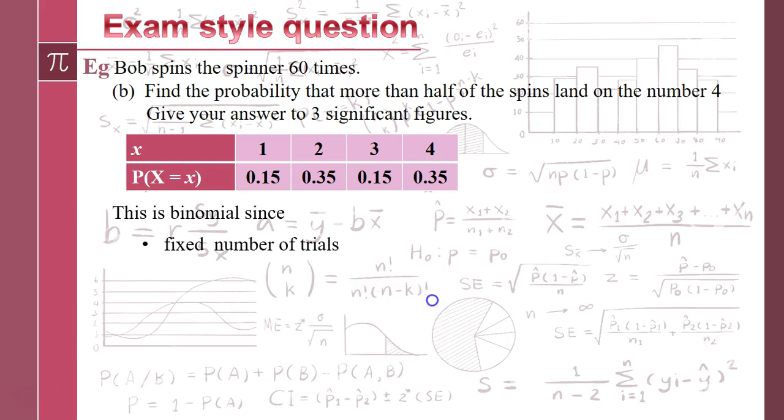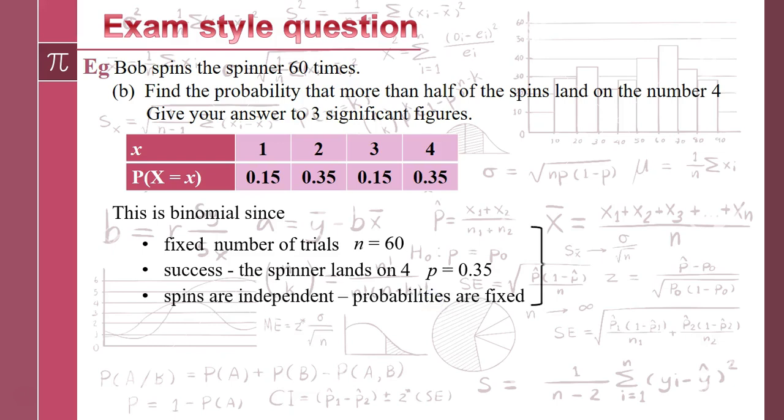Since we've got a fixed number of trials, 60, we've got successes, the spinner lands on a 4, so we've got p equals 0.35, and the spins are independent, so the probabilities are fixed. That's how these probabilities are not going to change from one spin to the next. So what that gives us is a random variable, I'm going to call it x, that is binomial, such that we've got 60 trials, and probability of success is 0.35.